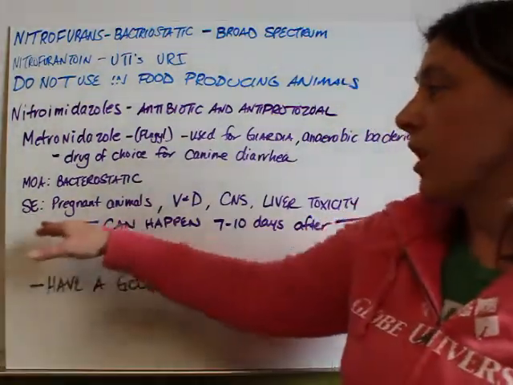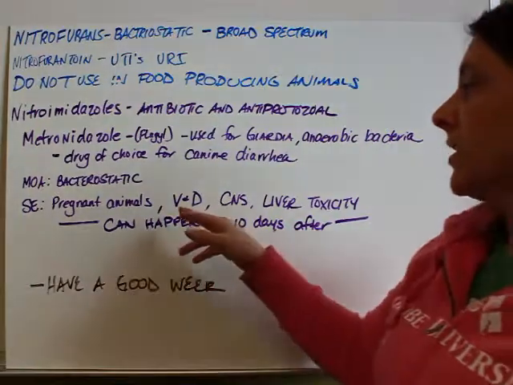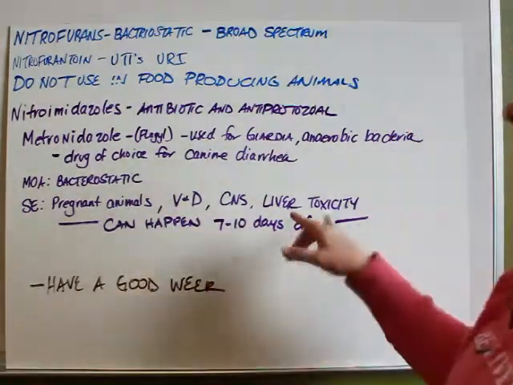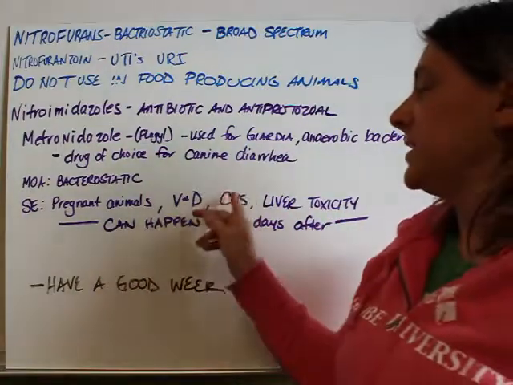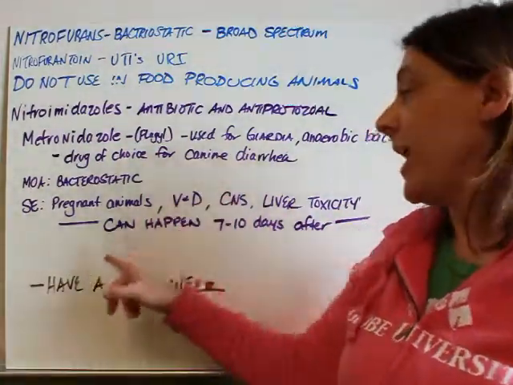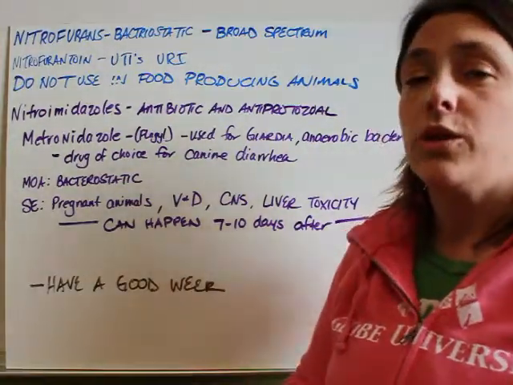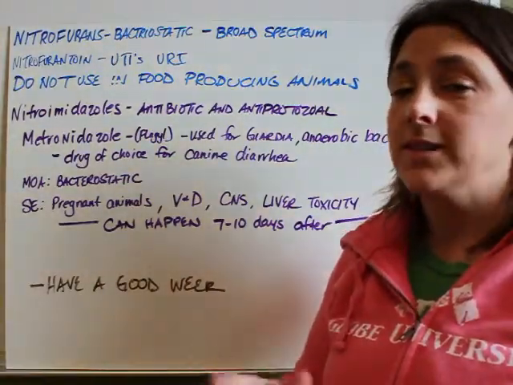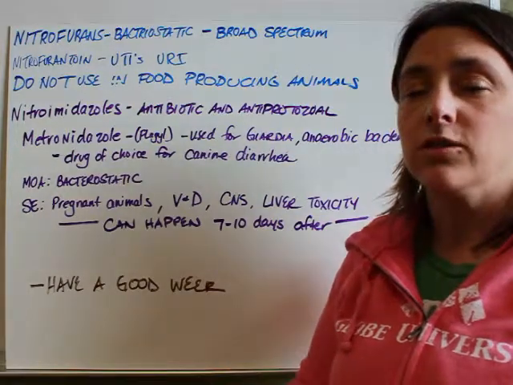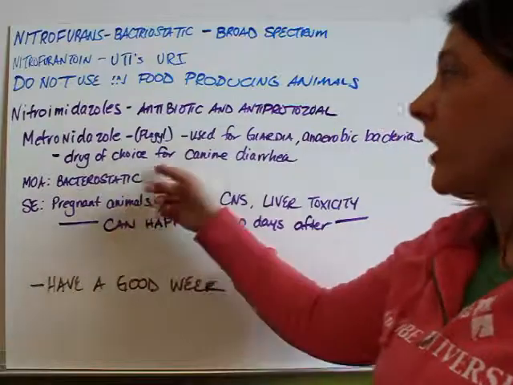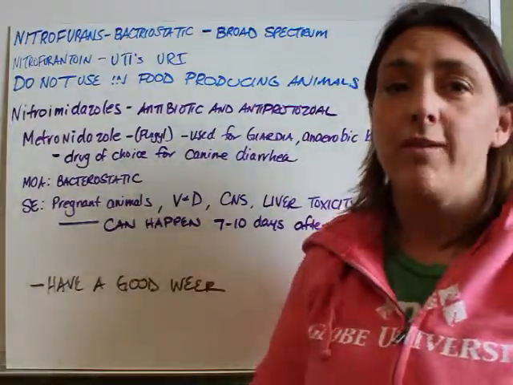You may want to use caution in pregnant animals. It can cause vomiting and diarrhea, as well as CNS symptoms and liver toxicity. Be aware that these CNS symptoms can happen 7 to 10 days after you start using the medication. So if a client calls 7 days in and says, my dog is acting a little strange, it seems a little ataxic, and they've been on metronidazole, you may want to have them come in.